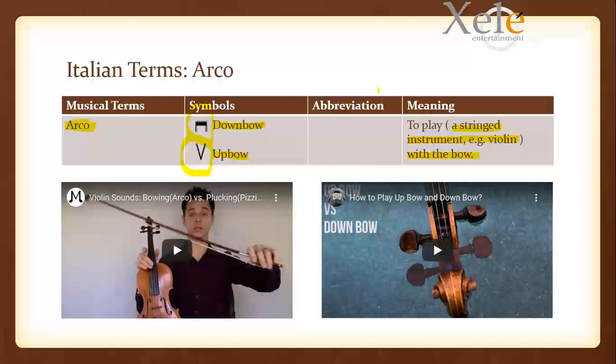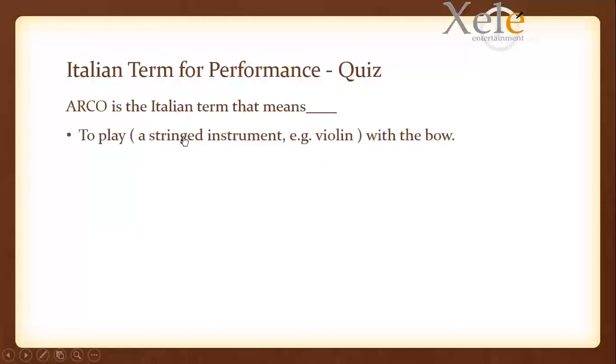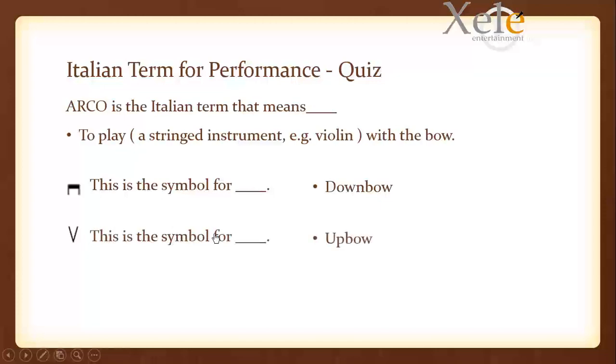Again, I'm sorry I cannot play these videos. If you want to see these videos, please go ahead and grab the presentation. So Arco is the Italian term that means what exactly? It means to play a string instrument with the bow. And this symbol means what exactly? This is a symbol for a down bow. How about this symbol? This is the symbol for an up bow.